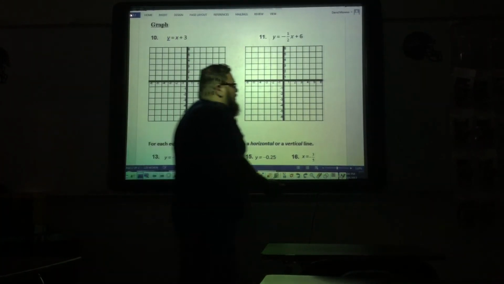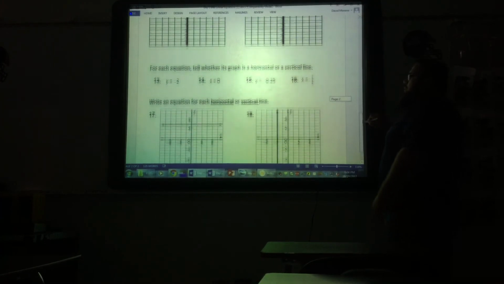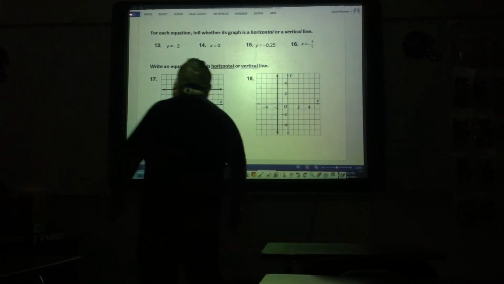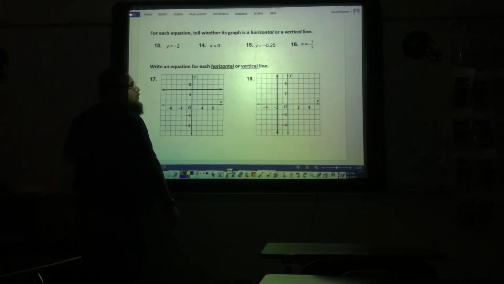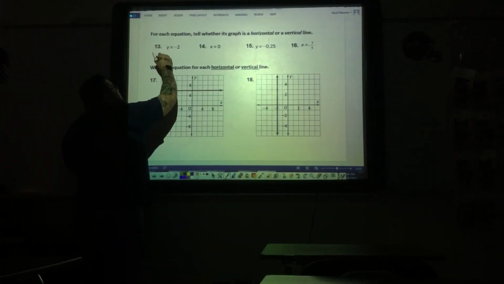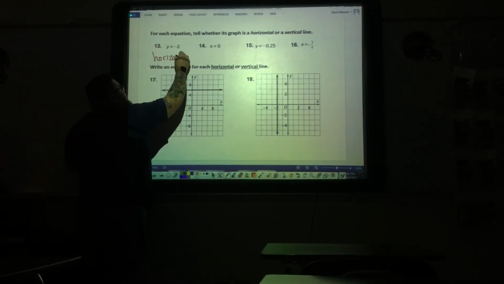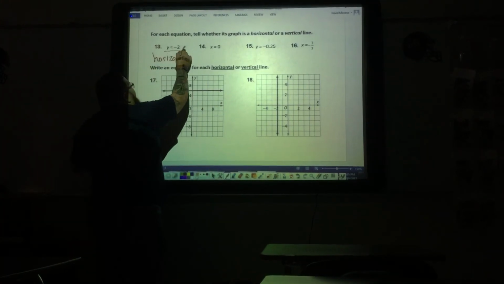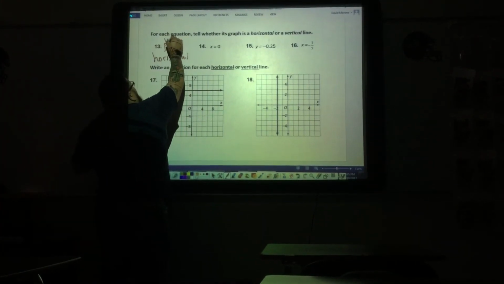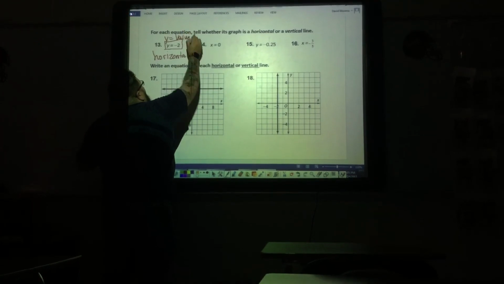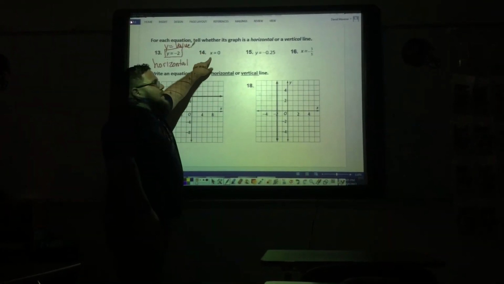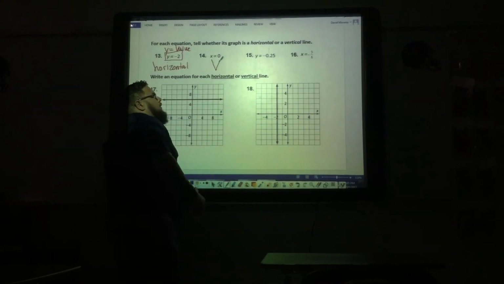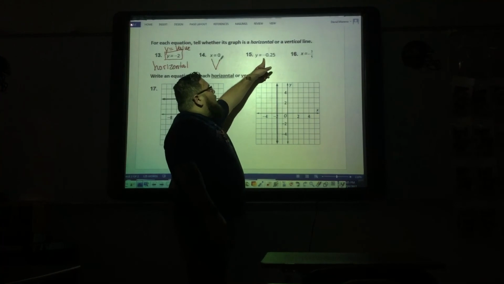So now we're moving on. Those last ones we're telling whether it's horizontal or vertical. Okay? Y equals -2. That is horizontal. Maybe we can just do H and V, right? It's horizontal because it says y equals a value. Y equals a value. Okay? Number 14, x equals 0 to x equals a value. So that's vertical. Okay? Number 15, I have y equals a number.